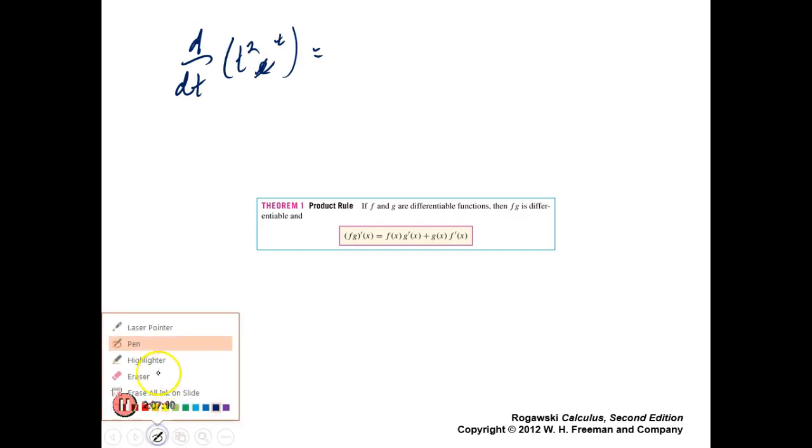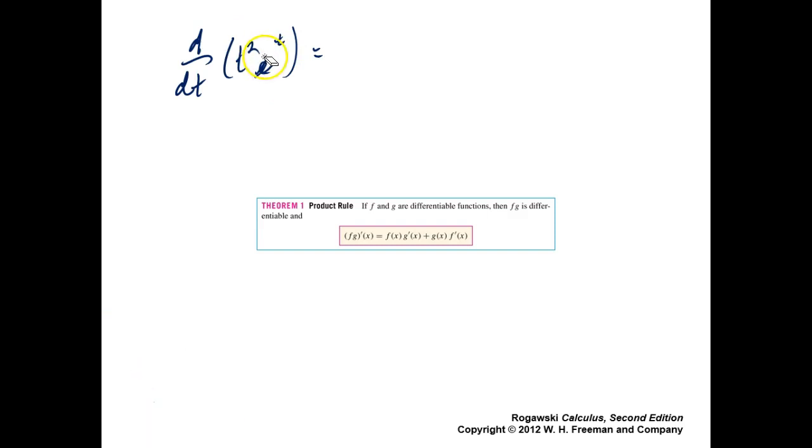Now, I admit my E is ugly and he's probably making fun of me, so I'll see if I can clean that up some. It's e to the t.